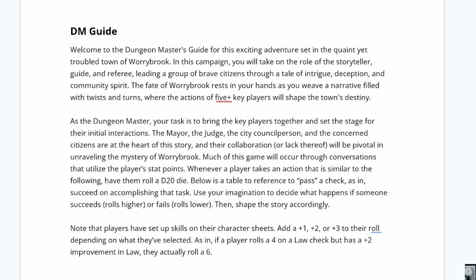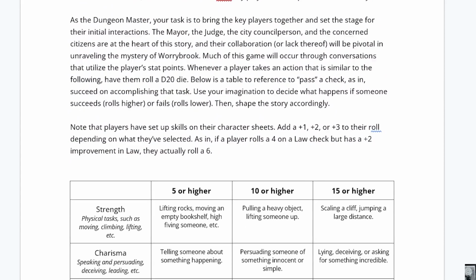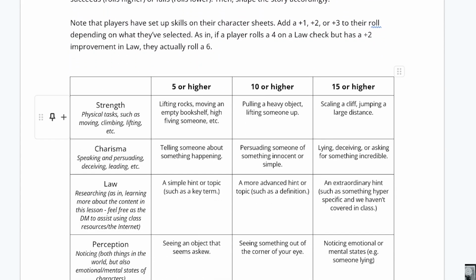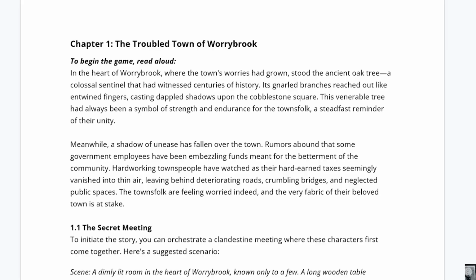So this generates the DM guide here. And then I explain how roles work for checks. So like if you have a strength check, a charisma check, a law check, or a perception check, and then like what do you do in these different roles? This is not a good activity to use with most groups of kids probably. And actually this turned out better than I was expecting it to.